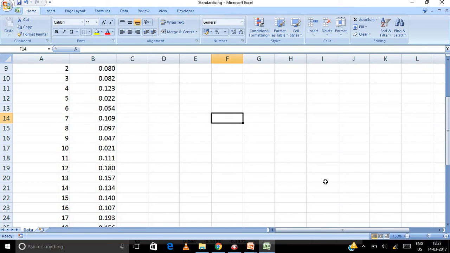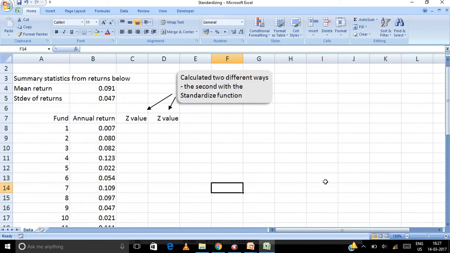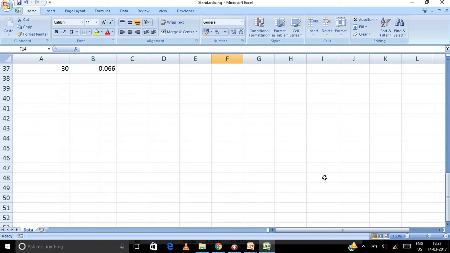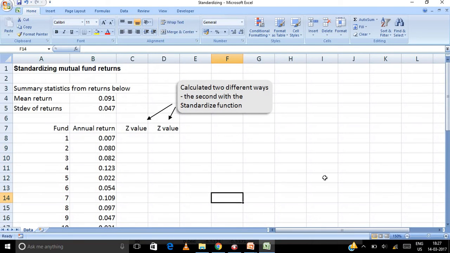So you can see I have 30 mutual funds. Their annual returns are given, their mean return is given, and the standard deviation of the returns is also provided. So I am asked to calculate Z values: number 1, using the formula, number 2, using the Excel function. So let us first use the formula.